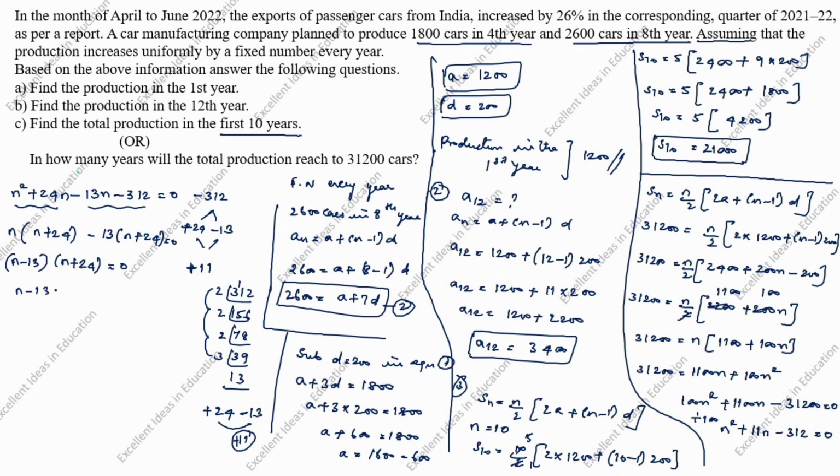N minus 13 is equal to 0, n is equal to 13, n plus 24 is equal to 0, n is equal to minus 24. N value, years positive only, minus value, we have to neglect this one. So the answer is 13 years will the total production reach 31,200 cars. This is the answer.